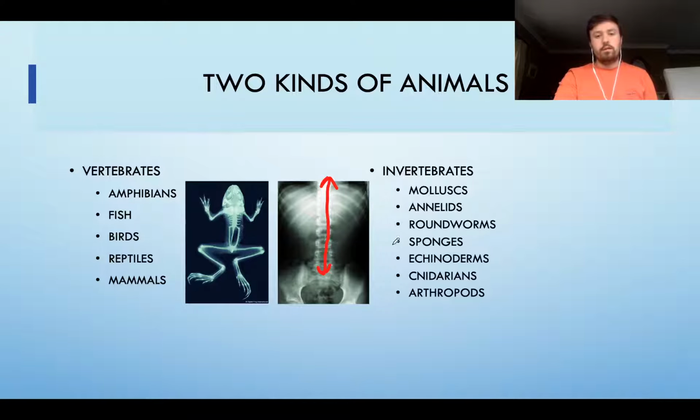There's this whole long list of them. There's a lot of different kinds of invertebrates. Most of the animals on this planet are invertebrates. They make up the majority of animals.